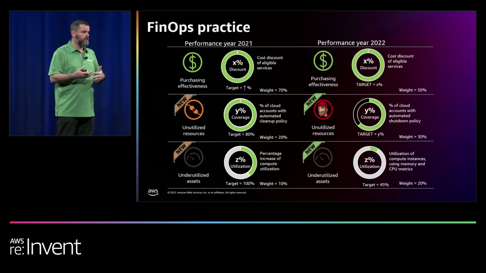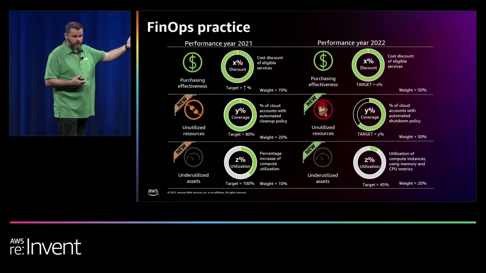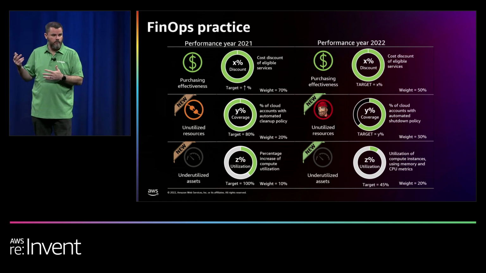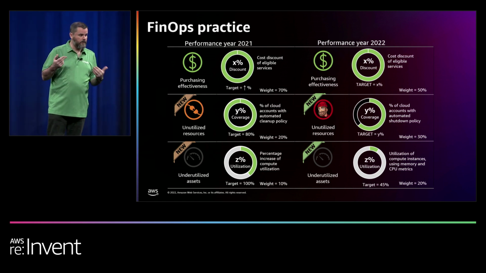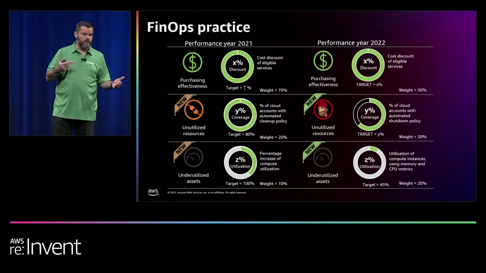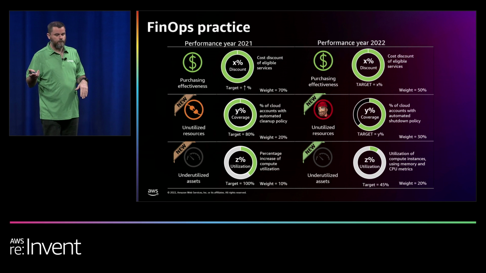And that brings us into our year 3, this year 2022, where we changed our KPI slightly. We kept our purchasing effectiveness up at the top. That's our first one. The only change we make to that is changing the weighting as we go through each year. We've now gone from it being 70% of our score to 50% of our score.